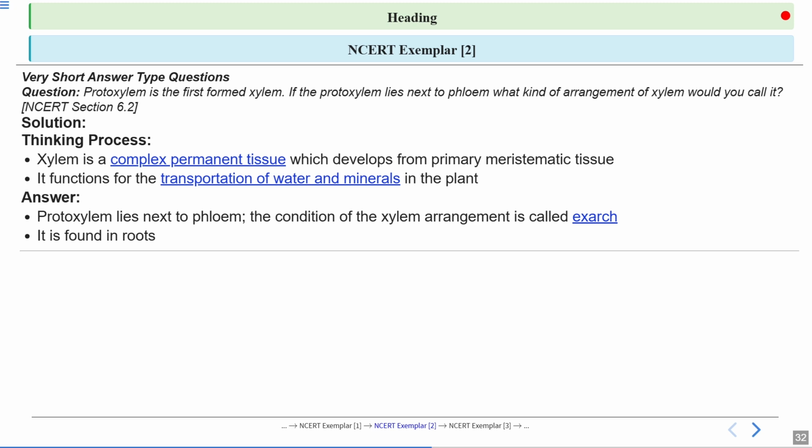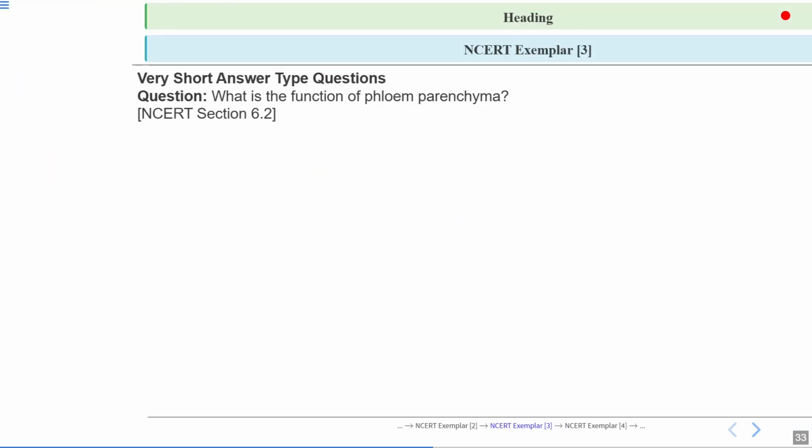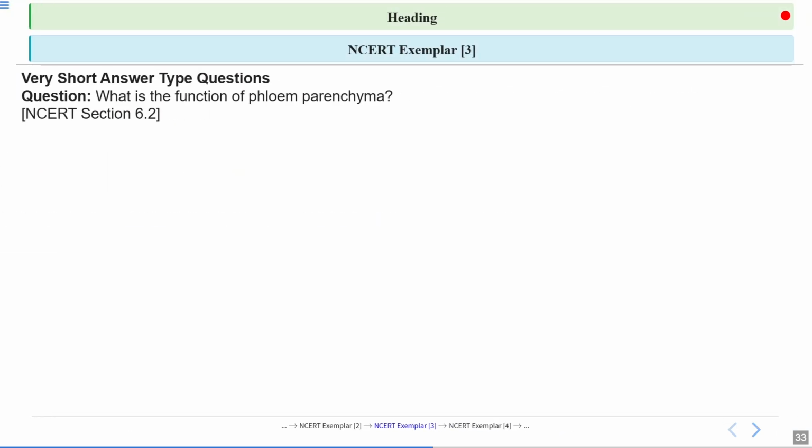It is found in roots. Now this condition, exarch type of condition, is found in the roots. So that was the answer.